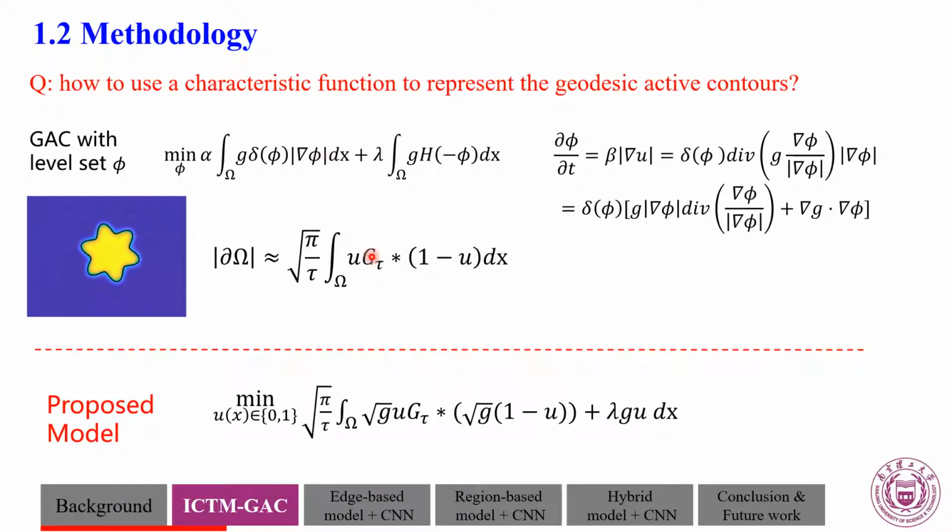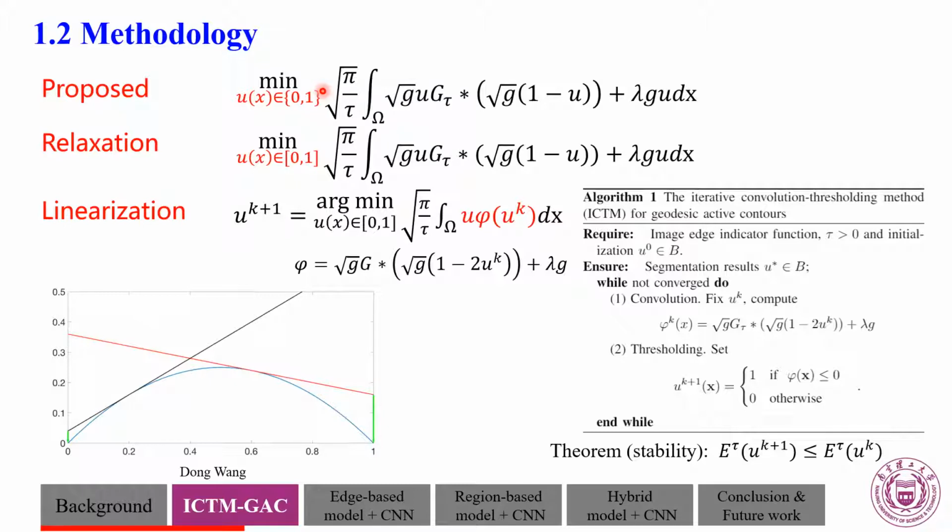In this work, we proposed this new characteristic function-based geodesic active contour model. The level set-based geodesic active term corresponds to this term, and the error term corresponds to this term. It's easy to see that the feasible set is non-convex in the original functional minimization problem. So we relax the feasible set to its convex hull, and we can prove that the relaxed problem is equivalent to the original problem, in the sense that if u star is a solution of the original problem, it is also a solution of the relaxed problem, and vice versa.